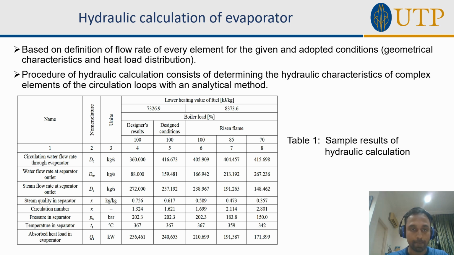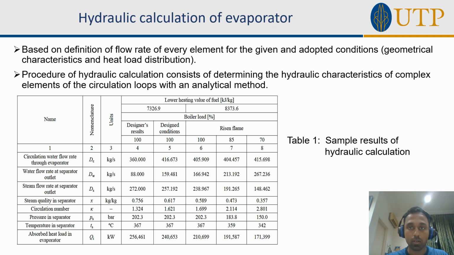As you can see, there are two columns whereby the designer's results and the design conditions are mentioned. The designer's results should match the actual design conditions to know that the evaporator is performing appropriately, or else if it does not match, then there must be an investigation on the evaporator.